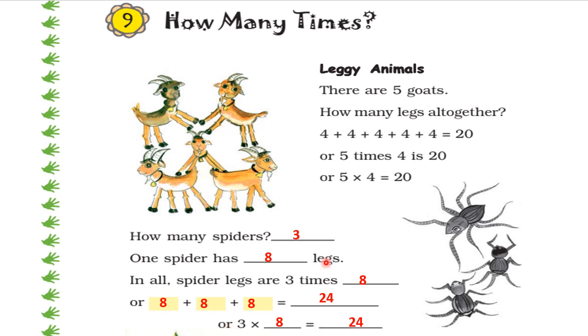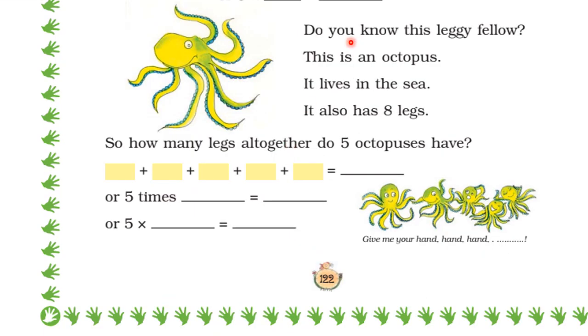Dear students, for this chapter, you have to learn tables up to 15. Okay? And afterwards, you have to learn till 20. Okay? Now, do you know this leggy fellow? Children, look at the picture. Which animal is this? Yes, you are correct.